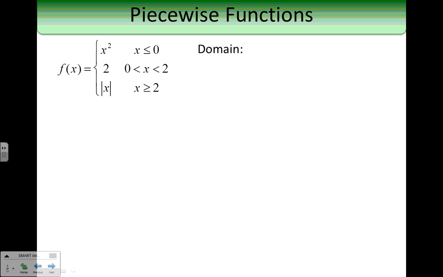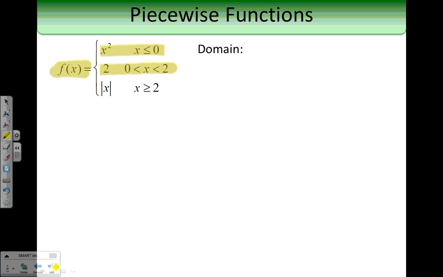So here's an example of a piecewise function. As you can see, we have f of x equals 3 different functions. We have x squared, where x is less than or equal to 0. We have 2 when x is greater than 0 and less than 2. And we have the absolute value of x when x is greater than or equal to 2. So again, this is one function, but it's split into 3 different pieces. Each piece represents a different part of that function.